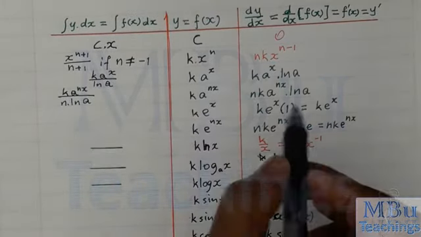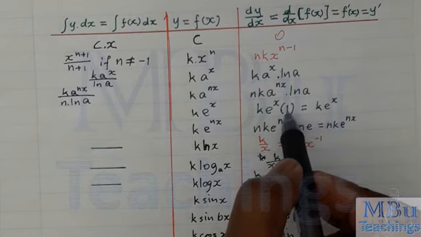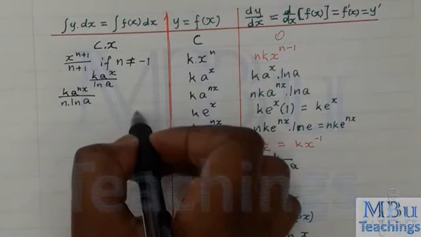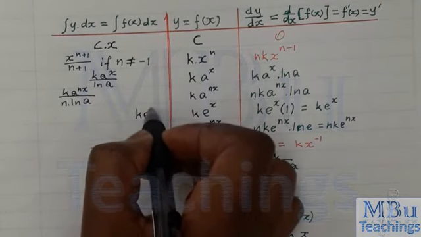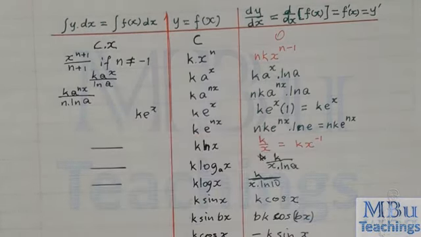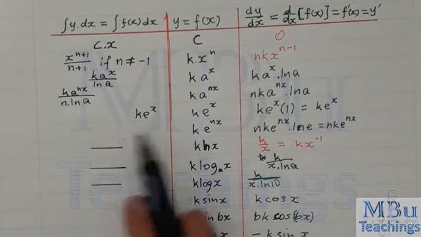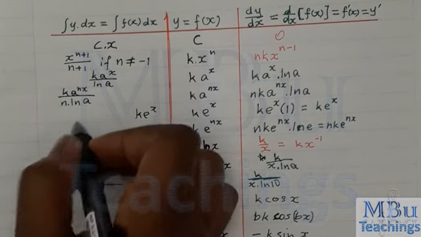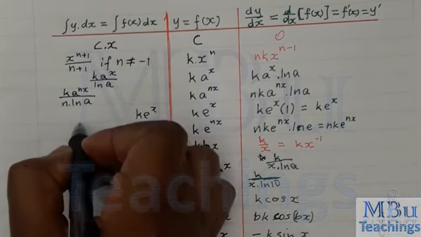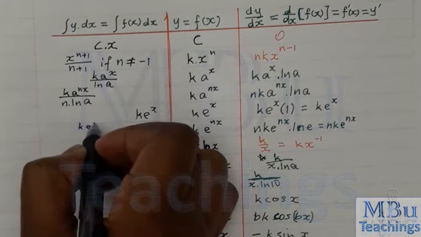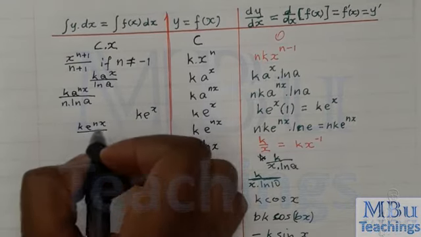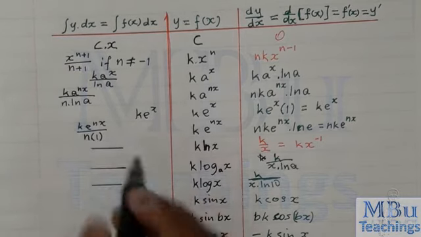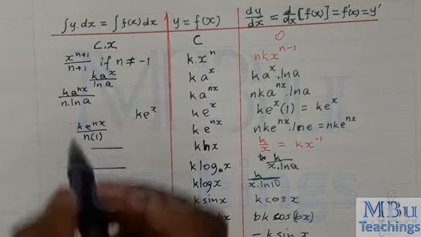What about here? We were supposed to divide by 1, but dividing by 1 does not make any effect, so it will remain as k e raised by x over 1. Over 1 doesn't make any difference. Let's come to this one. It will be k e raised by nx divided by n times 1, because ln e is 1.